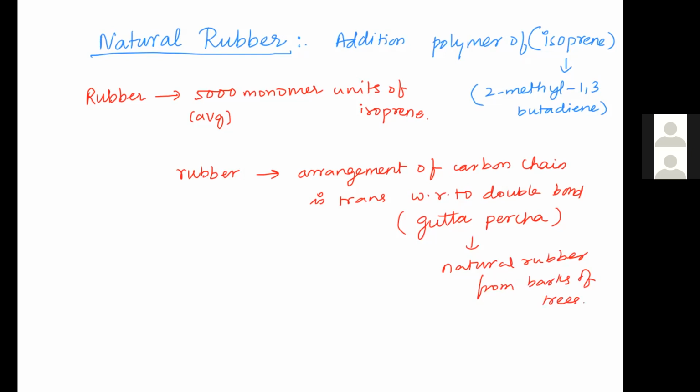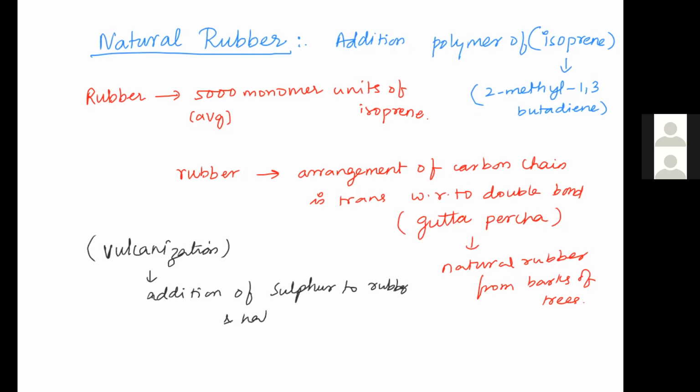And you know the stickiness is removed by vulcanization. What is vulcanization? Addition of sulfur to rubber and heating. That's called vulcanization. So sulfur forms short chains of sulfur atoms that link two isoprenes together. This sulfur only links two isoprenes together.